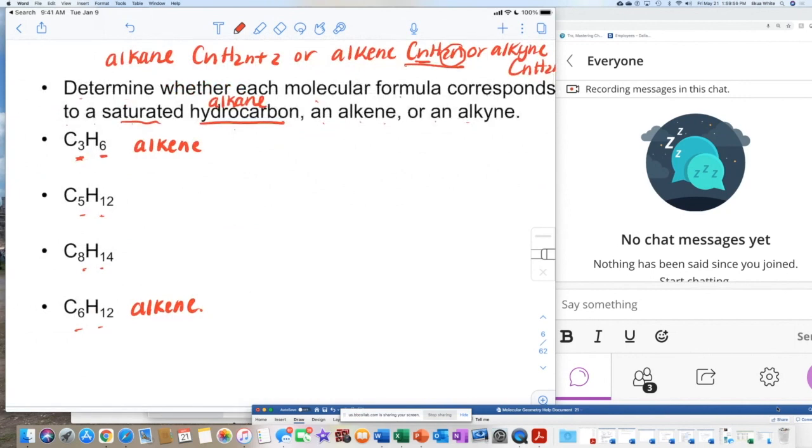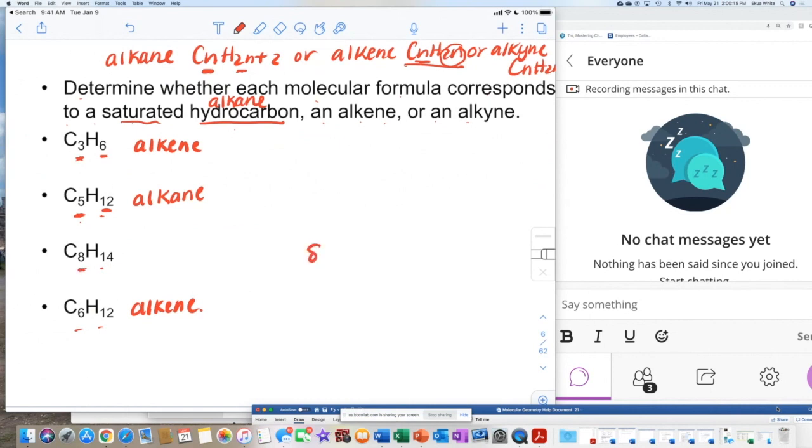Let me start with the alkane. So for the alkane, whatever number the first one is, the N, the second one has to be double and then plus 2. So let me see. 5 times 2 is 10, plus 2 is 12. Yep, this is an alkane.